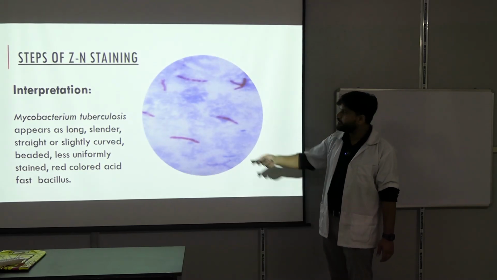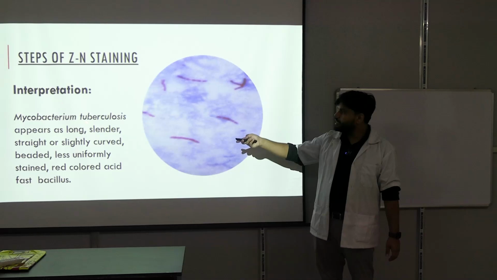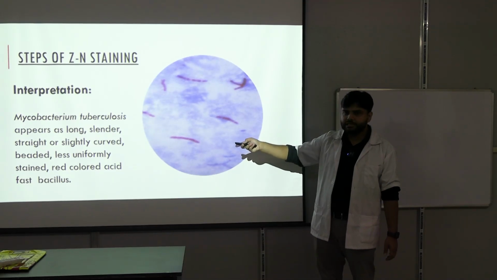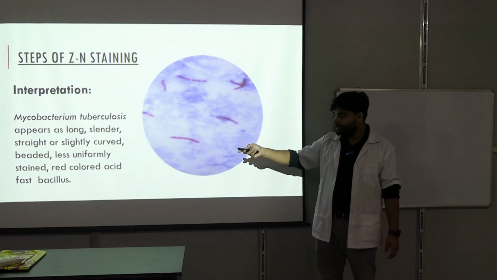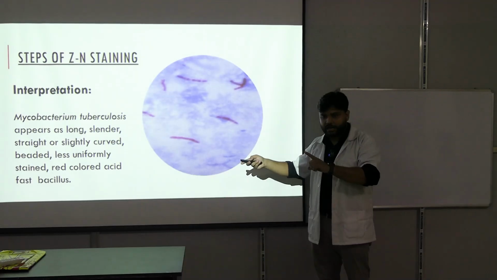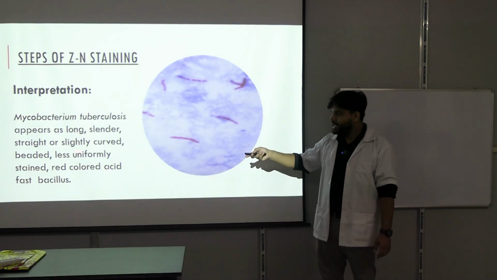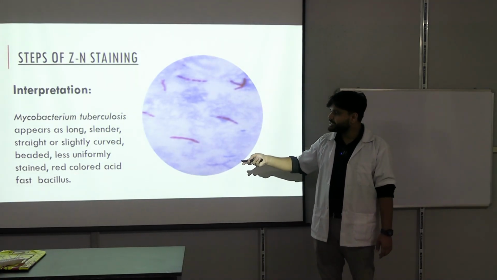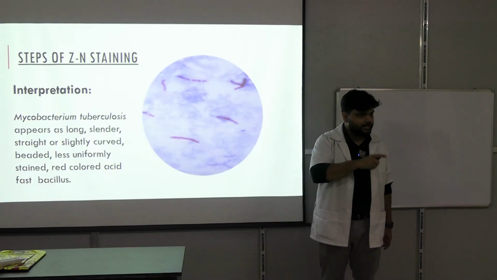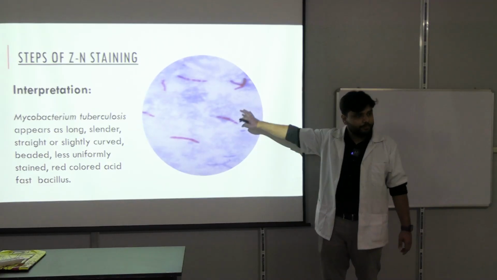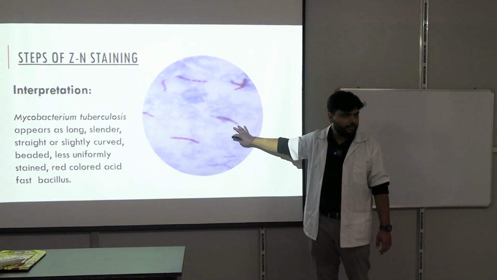So you can say now, repeat after me: Mycobacterium tuberculosis appears as long, slender, straight or slightly curved, beaded, less uniformly stained, red colored acid-fast bacillus. That is how you interpret what you've seen under the microscope, okay?